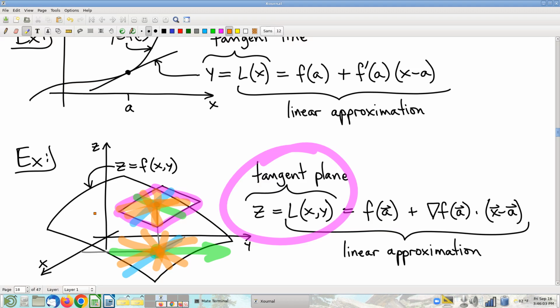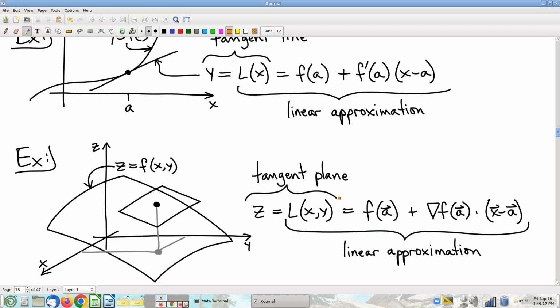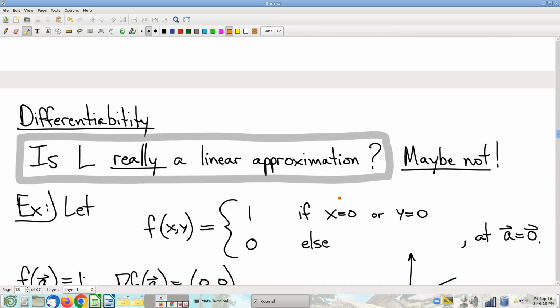If the function has a tangent plane, to bring it back to where we were before. But yes, that's a true fact. But again, I think also a little bit harder way to think about it. Okay. So does a given function have what you might call a reasonably acceptable linear approximation?